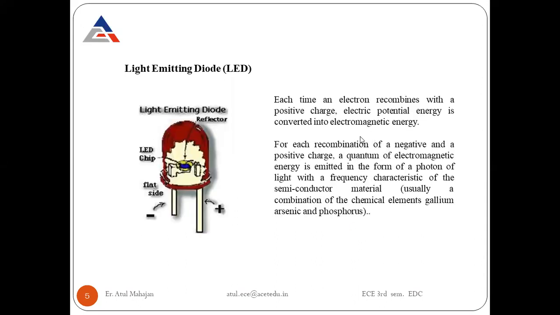Light emitting diode: this is the basic structure and the internal structure of an LED. We are using the LED chip, the flat side of the LED, and each time an electron recombines with a positive charge, the electron-hole recombination produces electric potential energy. The electric potential energy is continuously produced and it is converted into electromagnetic energy.